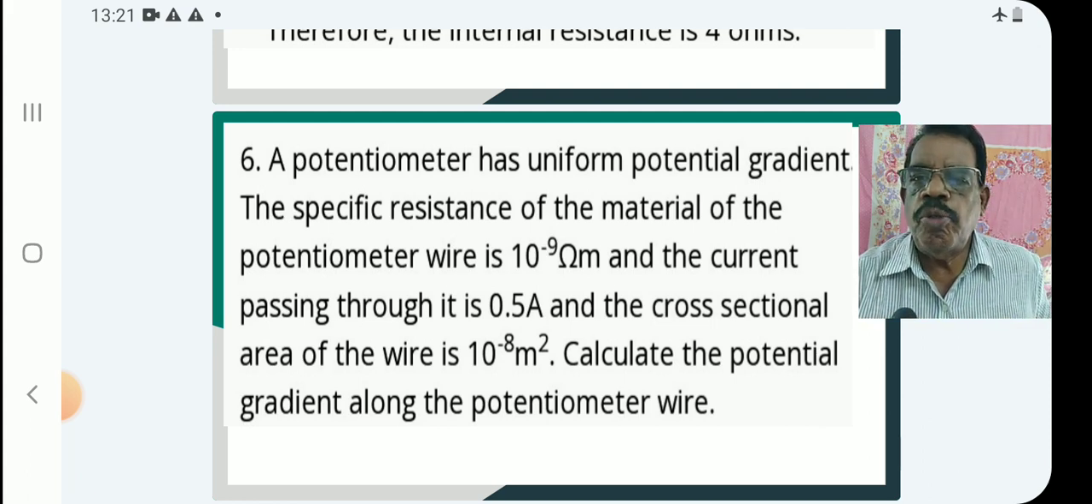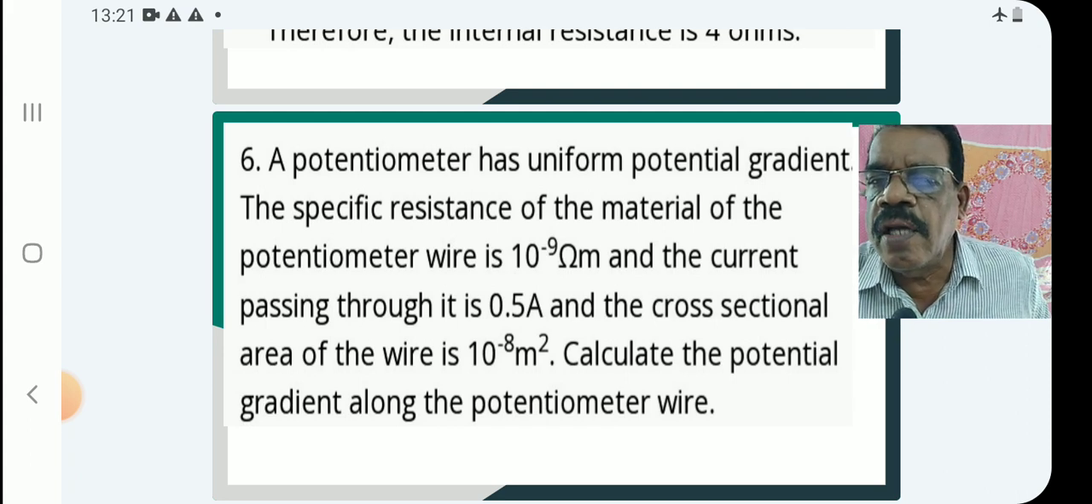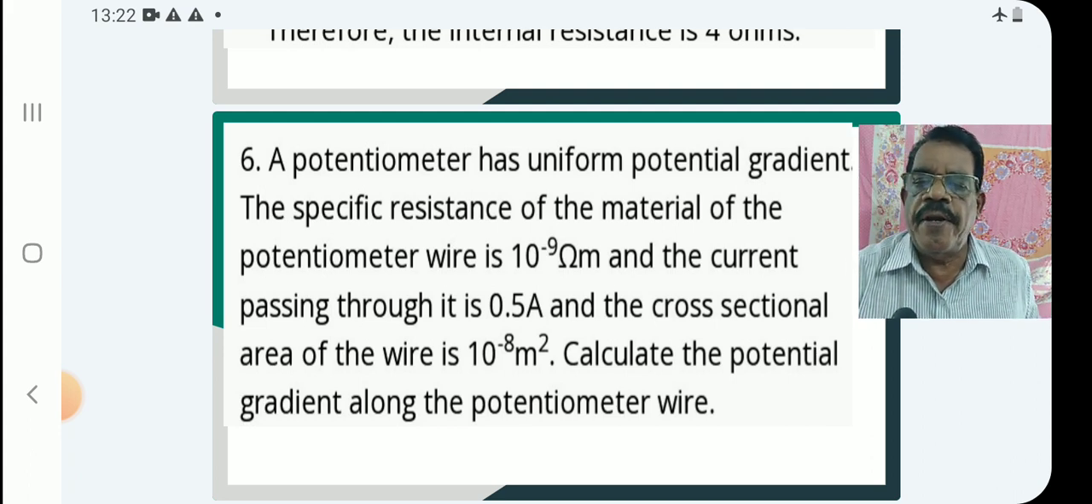Next question. A potentiometer has a uniform potential gradient. The specific resistance of the material of the potentiometer wire is 10⁻⁹ ohm meter, and the current passing through it is 0.5 ampere, and the cross-sectional area of the wire is 10⁻⁸ meter square. Calculate the potential gradient along the potentiometer wire.